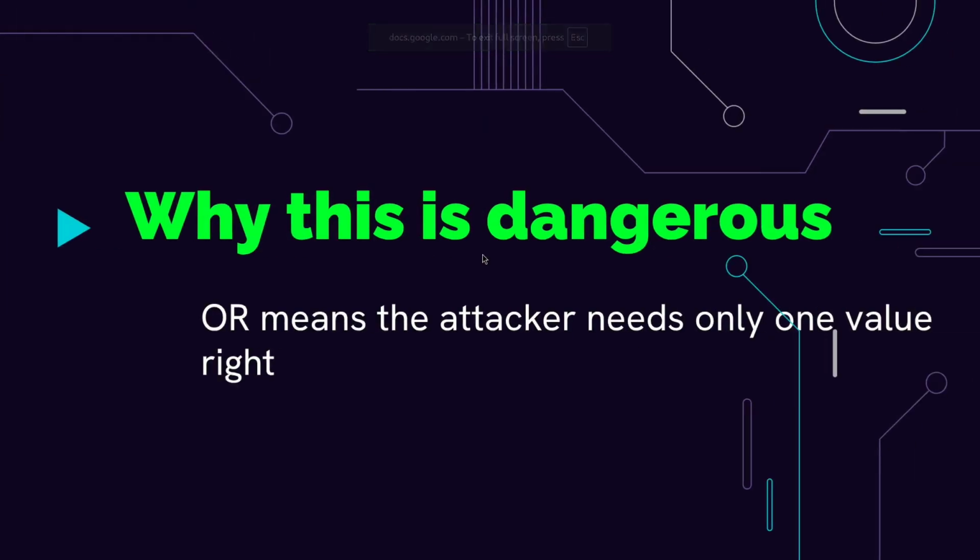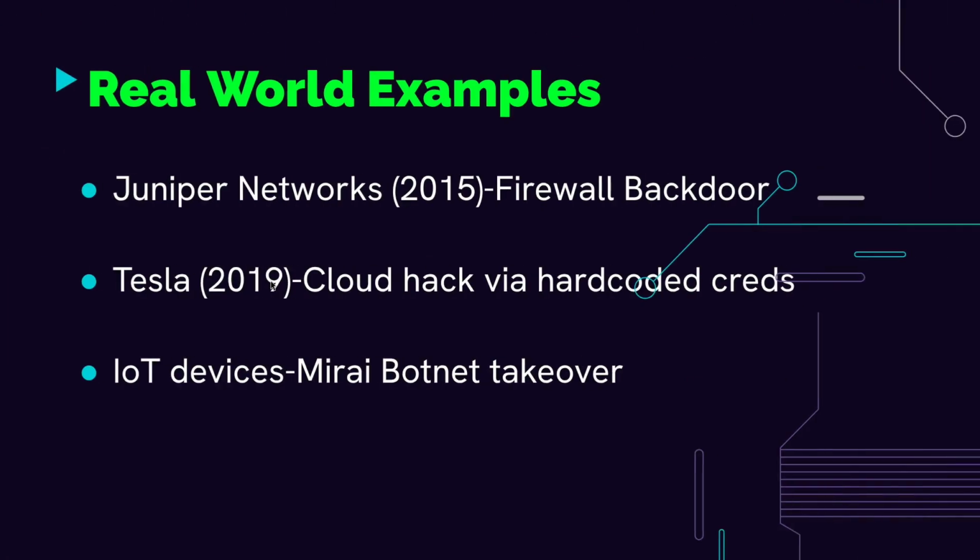So we've seen the lab scenario and we need to know why this is so dangerous. Why is this dangerous anyway? It's because the OR operator means that the attacker needs only one value right. We saw that. So we need to see real world examples where hard coded credentials resulted in breaches or hacks. One scenario is the Juniper Networks 2015 backdoor. You're going to have to read about this to find out more. Then we even have the Tesla 2019 cloud hack, where they had hard coded credentials, and the Mirai botnet IoT device takeover.